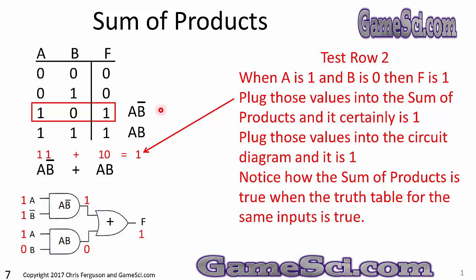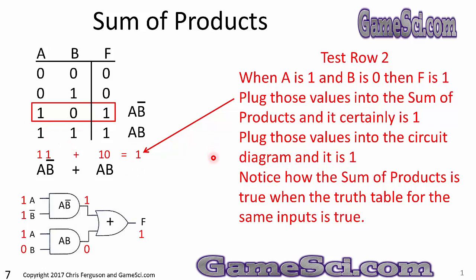Testing row 2. When A is 1 and B is 0, F outputs a 1. Plug these values into the sum of products and it certainly is 1. 1 and 1 on this AND gate produces a 1. With a 1 on this side of the OR statement, the output of the function has to be a 1. This sum of products expression certainly produces a 1 for these two inputs.